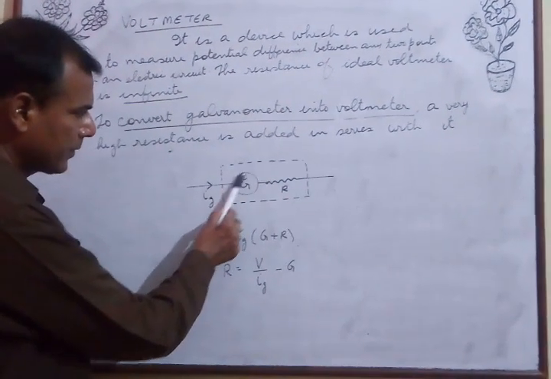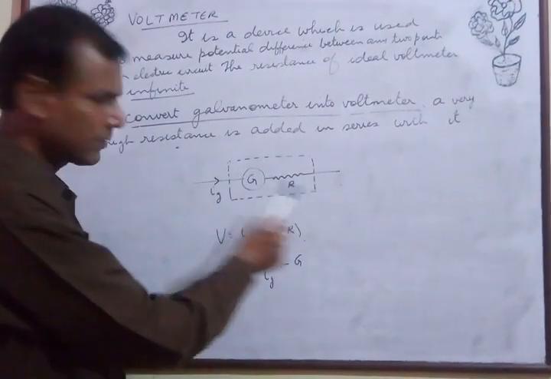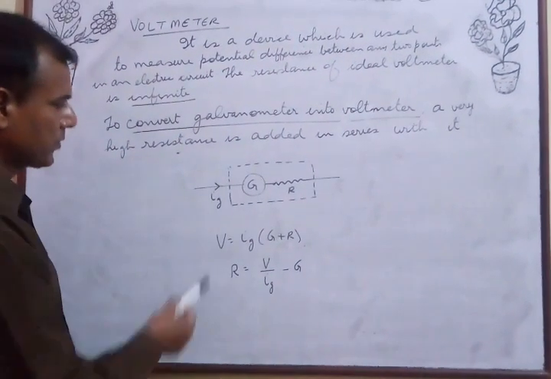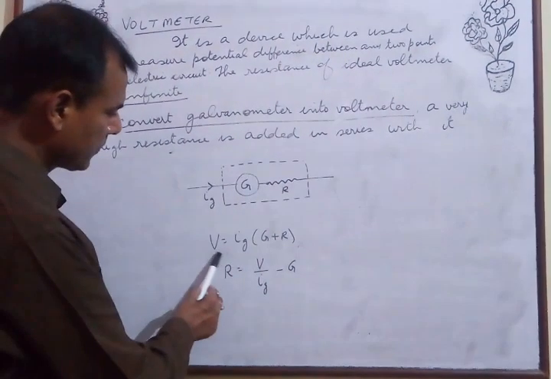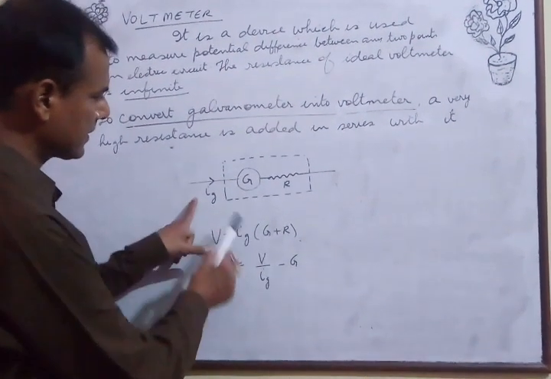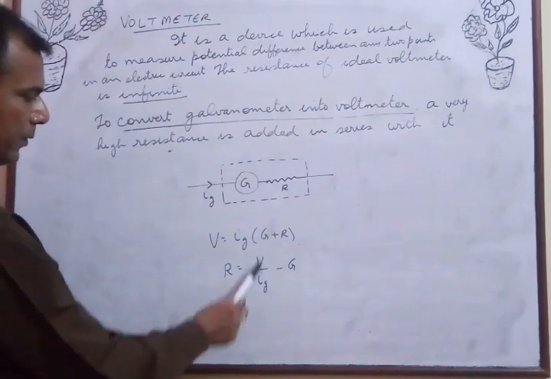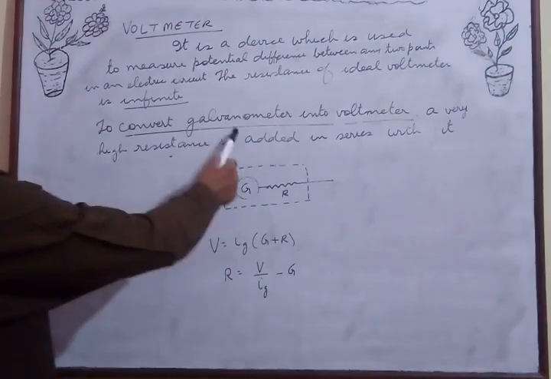Now this is your galvanometer. This R is the very high resistance added in series with it. So this becomes your voltmeter. So V is equal to, the total resistance becomes G plus R, it is there in series. So V is equal to Ig times (G plus R), where Ig is the current flowing through the voltmeter. R is equal to V upon Ig minus G. This is how we convert galvanometer into voltmeter.